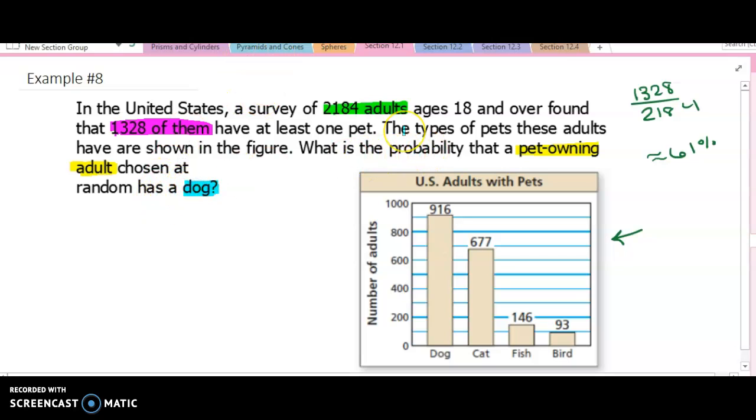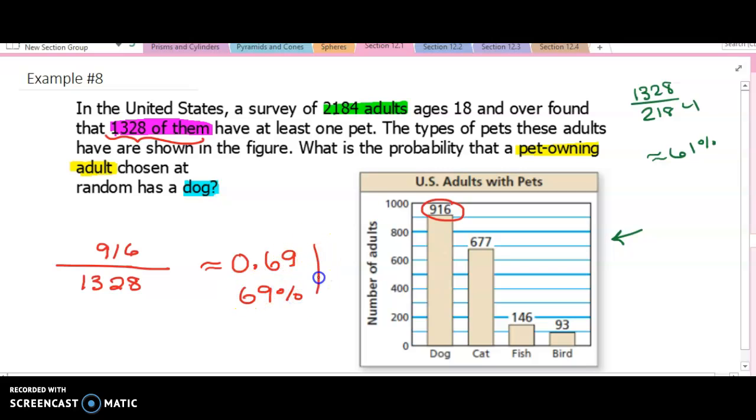So we don't care about all adults. All we care about is a pet-owning adult. Well, it says right here, total pet owners is 1,328. So how many of these out of 1,328 have a dog? Well, if I go to here, 916, so 916 divided by 1,328 gives me roughly 0.69 or 69%. So make sure that you're reading the words very, very closely to understand what the author wants you to solve for.